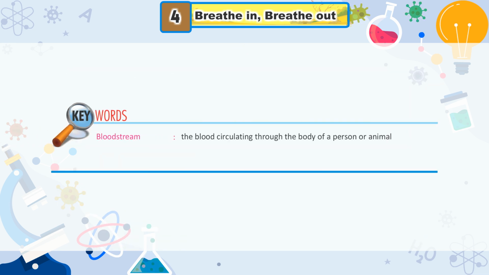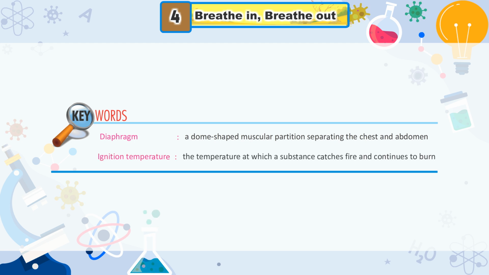Keywords: Bloodstream, the blood circulating through the body of a person or animal. Frequency, the rate at which something occurs over a particular period of time. Diaphragm, a dome-shaped muscular partition separating the chest and abdomen. Ignition temperature, the temperature at which a substance catches fire and continues to burn.